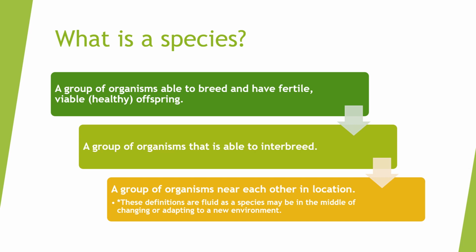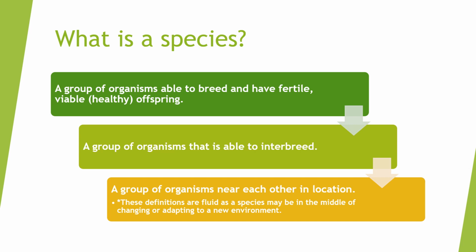The biggest reason we need to know what a species is and define a species is because of that develop vocab term. So if one species is changing into another, how do we tell that it's changed into a new species? So when we define a species, we say that it's typically a group of organisms that are able to breed and have fertile offspring.